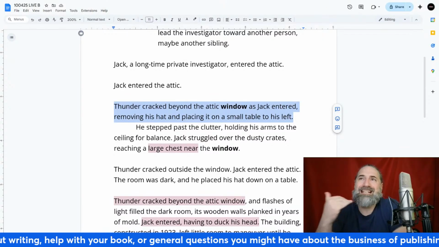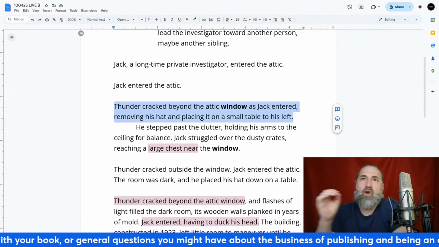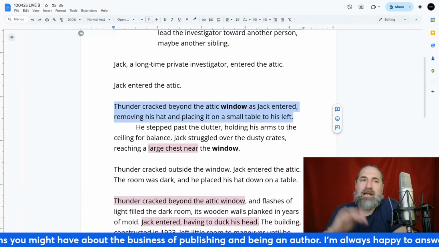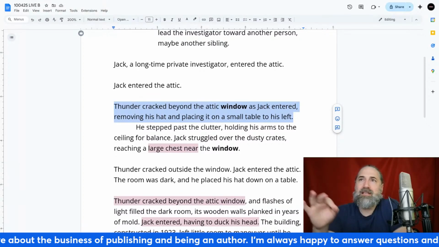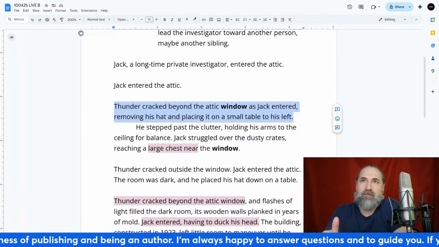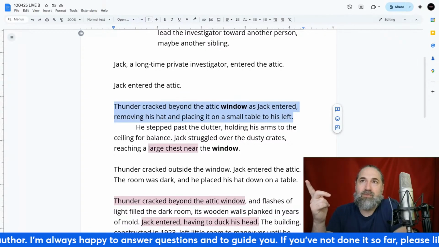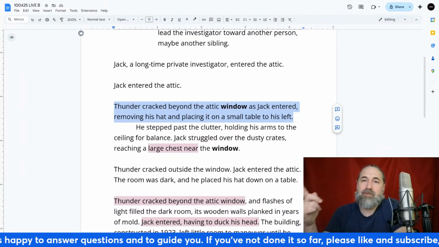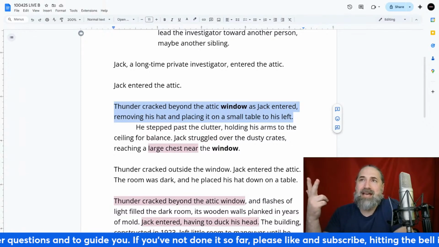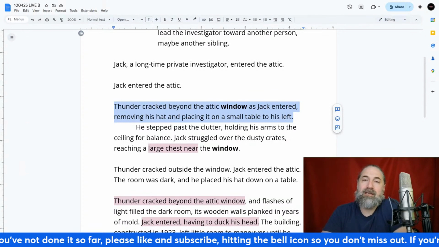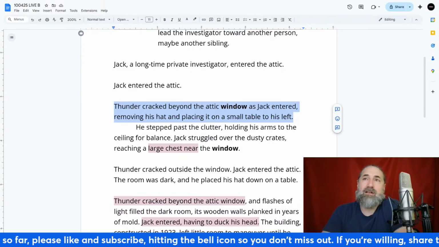Thunder cracked beyond the attic window as Jack entered, removing his hat and placing it on a small table to his left. That's all logical narrative movement. Everything is doing something. It's either moving the plot forward. Jack entered. That is important. He is in an attic. That's plot. He removed his hat and placed it on a small table to his left. So that is, more importantly, character, because we're developing his character, his behavior.